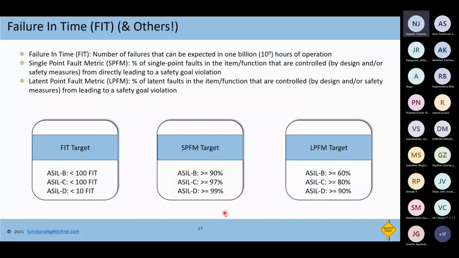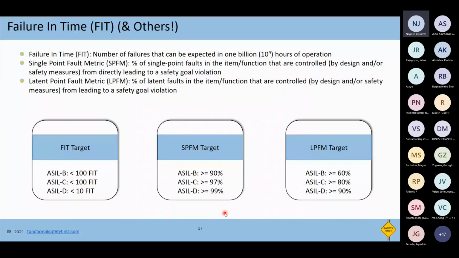Yeah. The next important thing when it comes to functional safety is the failure in time. So here we are talking about the hardware aspects. So we need to consider, okay, for different ASIL levels, there could be different hardware metrics. So there are three different hardware metrics that we need to consider. One is failure in time. So basically, this is the number of failures that can be expected in 1 billion hours of operation. So when somebody says that their system should have 100 FIT, it means that their system can only take 100 failures in 10^9 hours of operation.